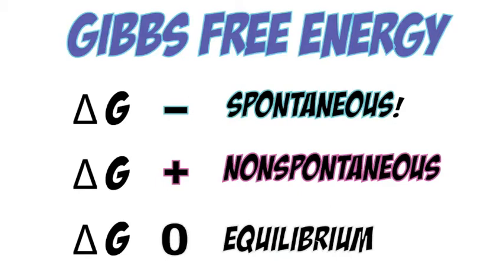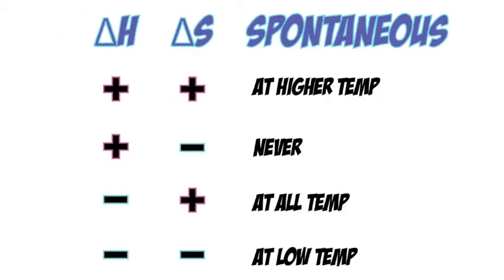Hey, you only talked about enthalpy and entropy when the temperature is constant. What if the temperature is also a variable? Okay, so let's say that both delta H and delta S are positive values. If temperature is very high, then delta G becomes negative, and the reaction is spontaneous.